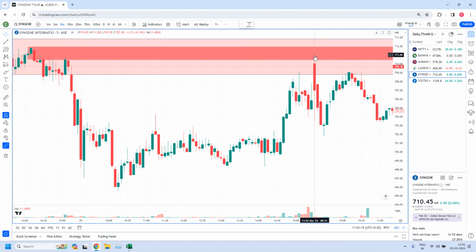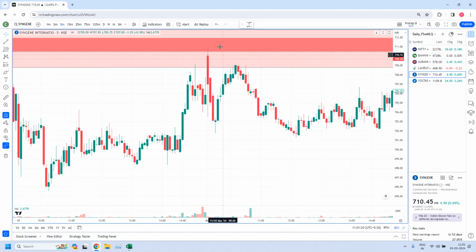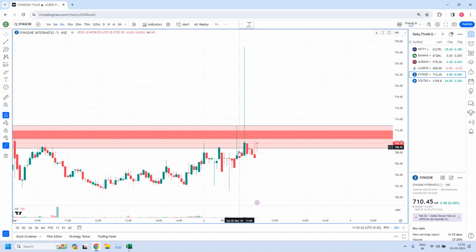And this is the actual one on last Friday. So we can't plan a trade in this area because it is already tested. And see what happened yesterday. It is easily violated.